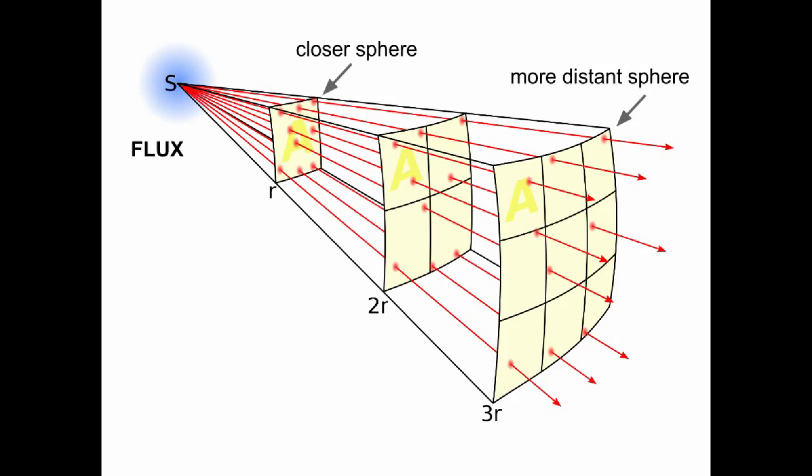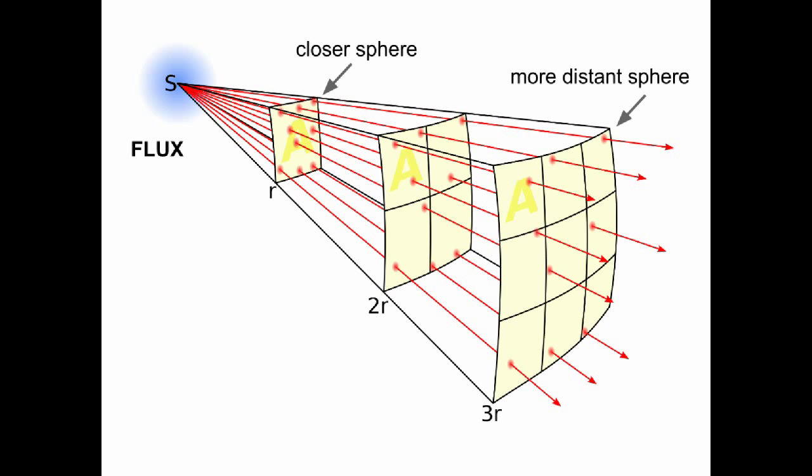Let's be a bit more scientific about light from distant objects. So here we have a source of light, S, and it's emitting the rays which are represented in red. And these rays cross different spheres. We have a closer sphere and a more distant sphere.